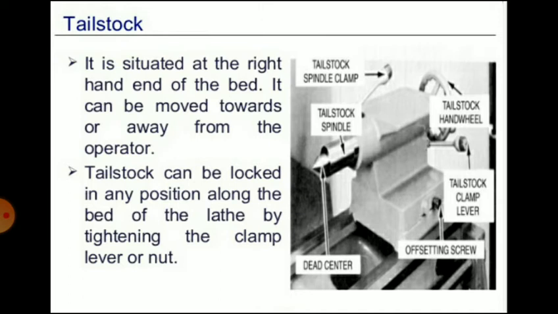To accommodate different lengths of work, the body of the tailstock can be adjusted along the wedge by sliding it to the desired position. The body is bored, which carries the spindle that moves in or out by rotating the tailstock handwheel. So you can see in this diagram there is a tailstock handwheel, the name it is given, and by rotating the handwheel you can move the spindle in or out of the tailstock body. The front of the spindle has a tapered hole into which the dead center or other tools fit.